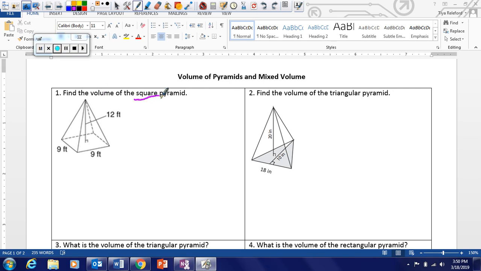Find the volume of the square pyramid. So two formulas, square and pyramid. You must look at your formula chart for the pyramid formula. Don't memorize it. And then square is the same as rectangle, right? So your rectangle formula is BH.